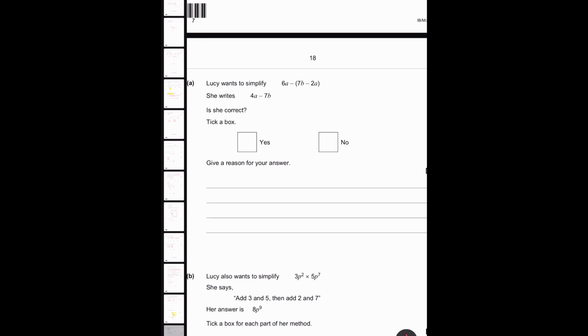Firstly, we have to deal with the minus sign in front of that bracket. That minus sign changes the signs of everything inside that bracket. So the 7b becomes minus 7b and the minus 2a becomes 2a. 6a plus 2a gives us 8a. So we have 8a minus 7b. Therefore Lucy is wrong. She has forgotten that two minuses make a plus.